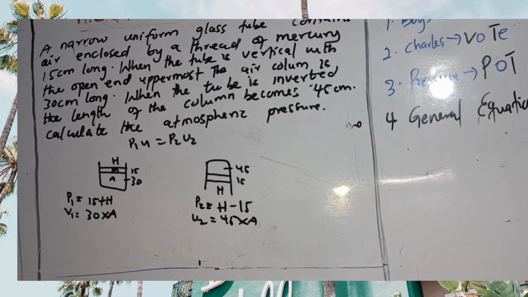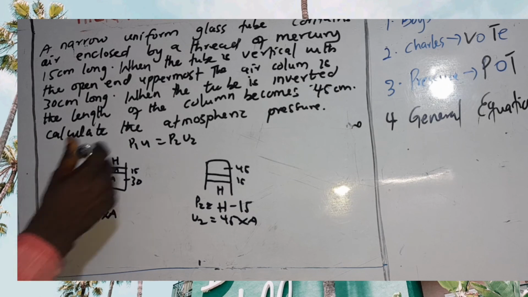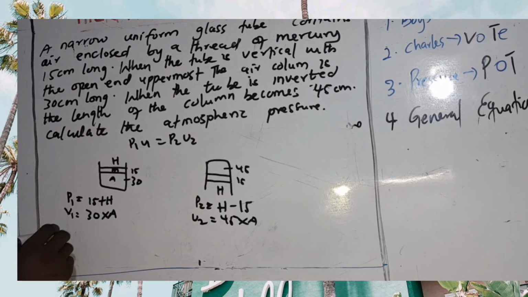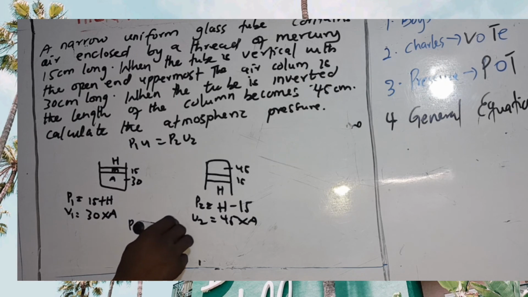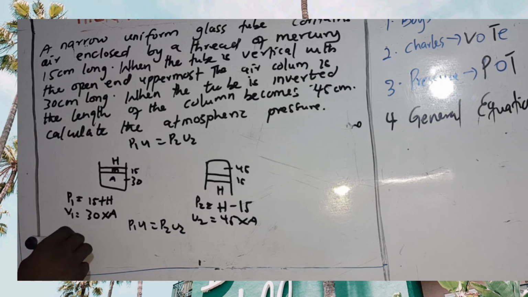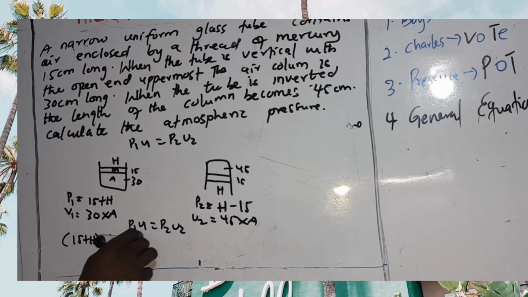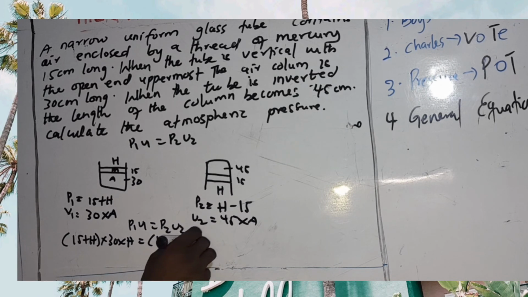So using Boyle's law, P1 V1 equals P2 V2. So what's our P1? It is going to be 15 plus H, multiplied by the volume here, which is 30 times A. That will equal P2 V2. P2 here is going to be H minus 15, multiplied by the volume, which is 45 times A.